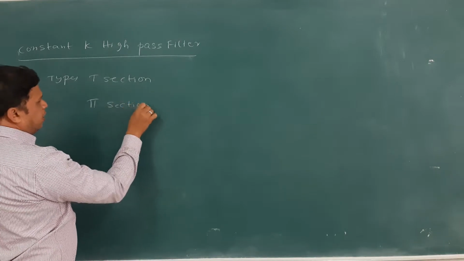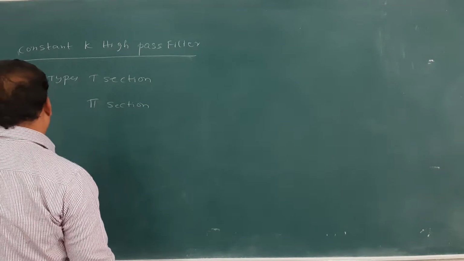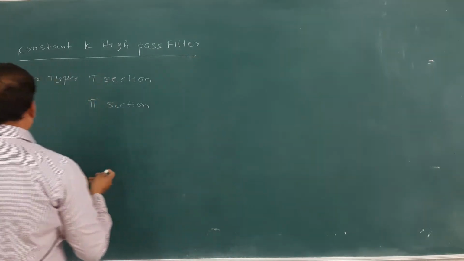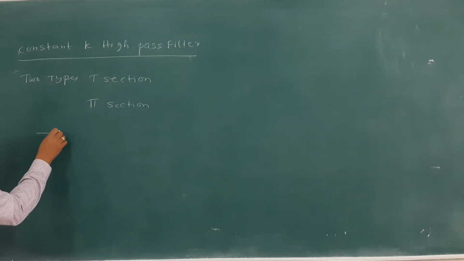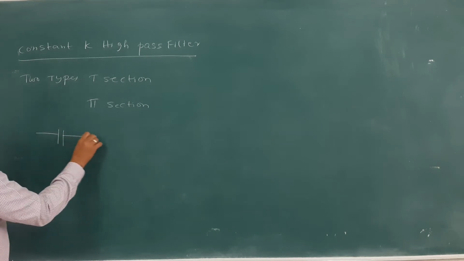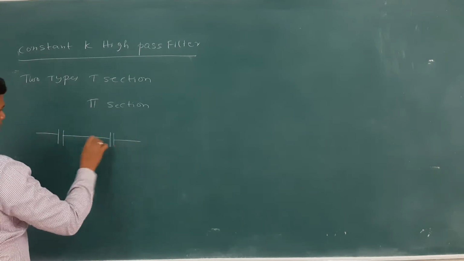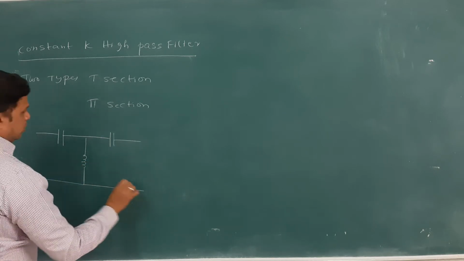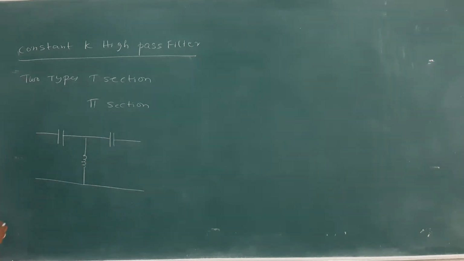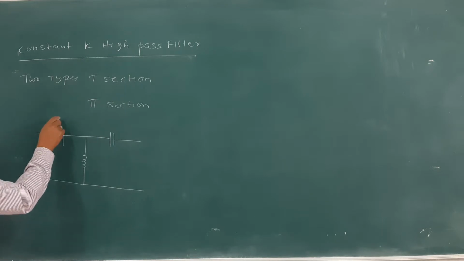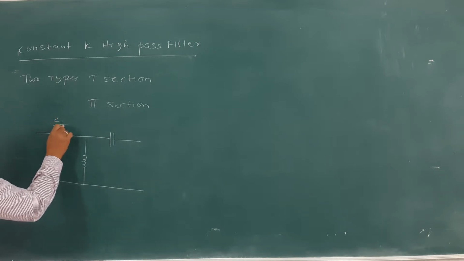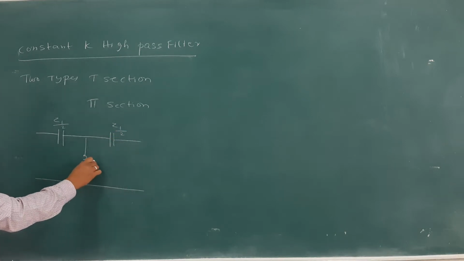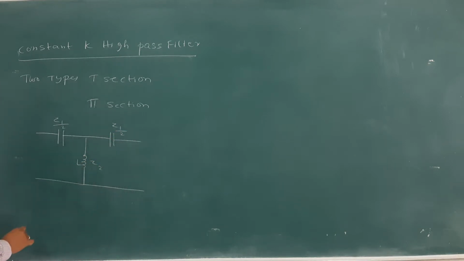So in a T network or a T section, how does the circuit look, we will see. If you have a capacitor like this, a capacitor, and an inductor, this is called a T section, where you will have Z1 by 2 and Z1 by 2 as series impedances, and the shunt impedance is Z2, here L.